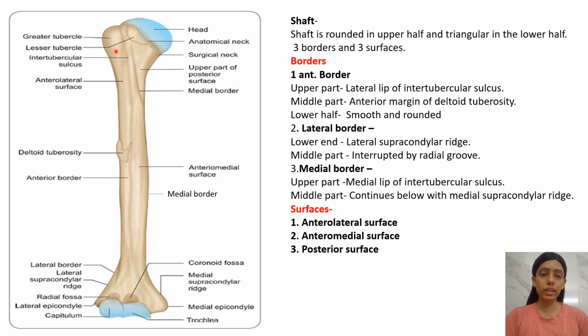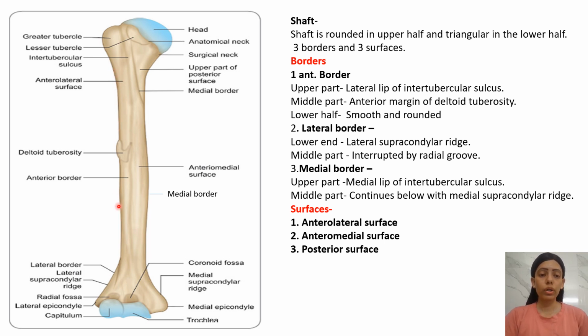As we studied, this is the intertubercular sulcus. Here is the lateral lip, here is the medial lip. So the anterior border forms the lateral lip of the intertubercular sulcus. On the medial part, it forms the anterior margin of the deltoid tuberosity, and on the lower half it is smooth and rounded.